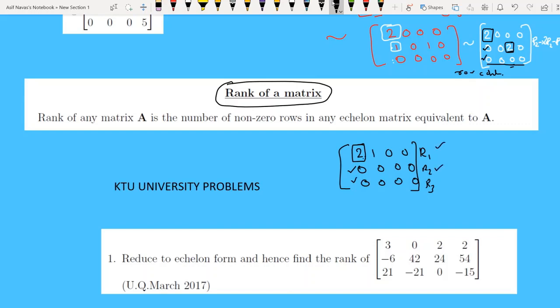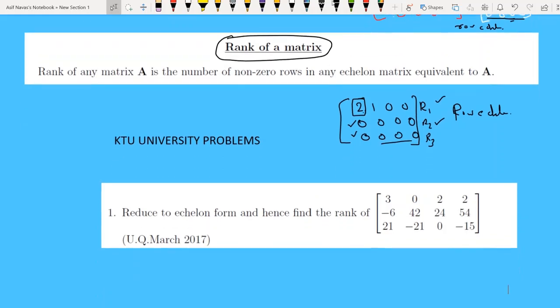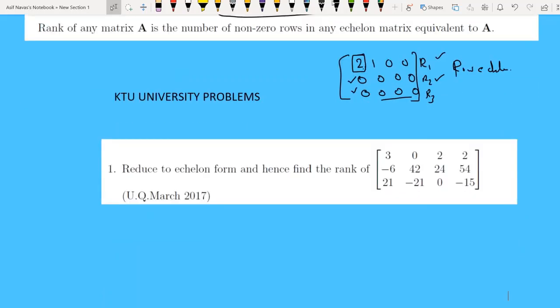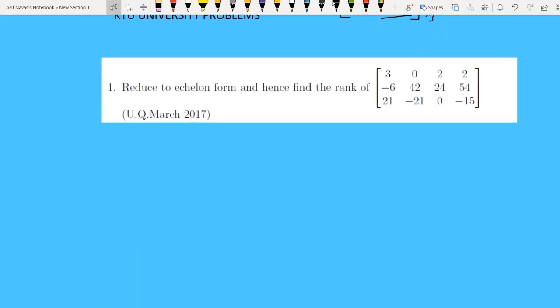Now you have to check row 2. Is there any non-zero leading entry? No, there is no non-zero leading entry. And you check whether there is any non-zero leading entry in the third row. There is none. Okay, so this is in row echelon form. Now we will do the problem. So the first problem is a KTU 2017 university question. Reduce to row echelon form.